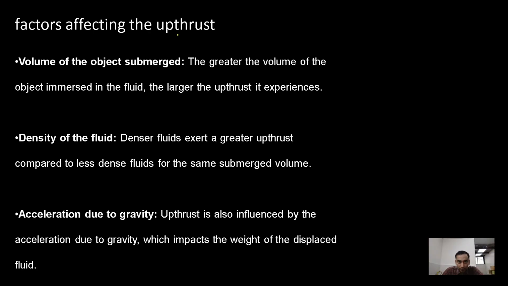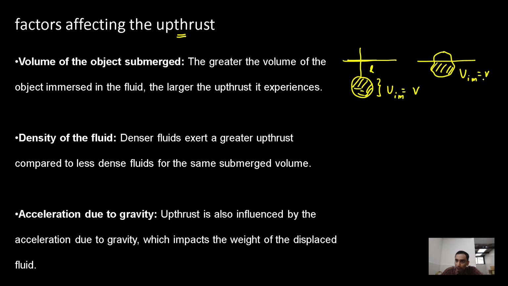Let's discuss the factors affecting the upthrust. The first one is the volume submerged. So say for example, if the whole stone is inside the liquid, and say for example the same stone is only half inside the liquid. So over here the volume immersed is the full volume of the stone, whereas over here the volume immersed is half the volume of the stone, right? So here the upthrust is going to be larger, here the upthrust is going to be smaller. So the more the amount of submerged volume, the more is the upthrust.